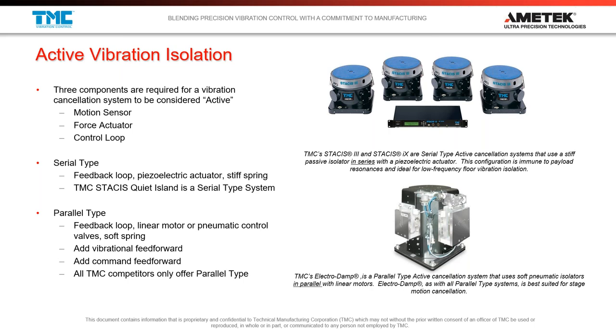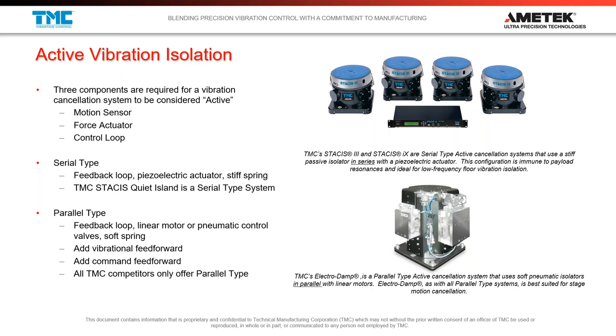So when we start talking about vibration control, the passive isolators may not always provide adequate vibration control, or they might be too soft, as I'll talk about later, to really provide effective damping on something like a stage motion. We start talking about active vibration cancellation isolation systems. And when we talk about active systems, there's usually three components in an active system. You want to have a motion sensor, you want to have a force actuator, and you need some sort of control loop.